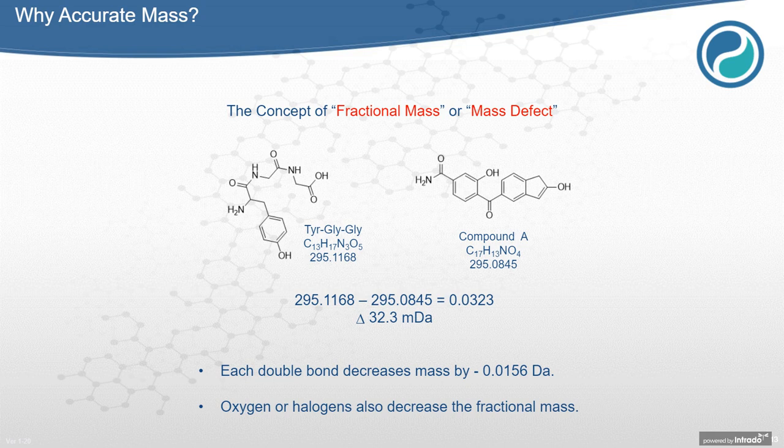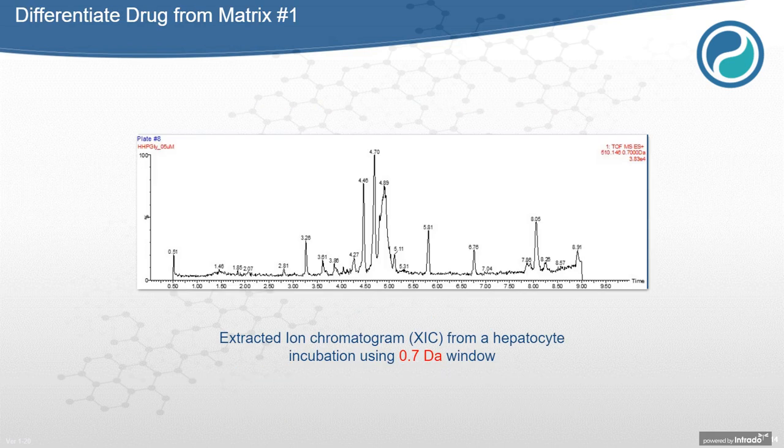And just some background, each double bond you incorporate into a molecule decreases the mass by 16 millidalton. And then if you incorporate oxygens or halogens, this also decreases the fractional mass or the mass defect. That's the number after the decimal point. So what does it look like when you try and make these comparisons then? Could I have the next slide, please?